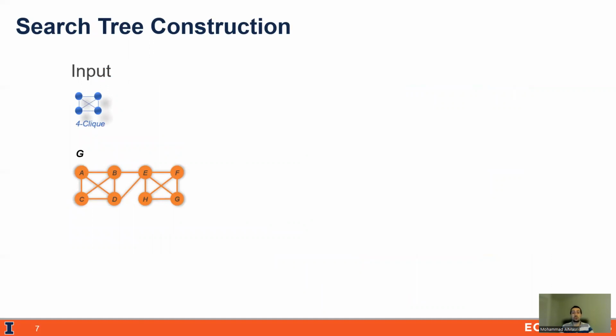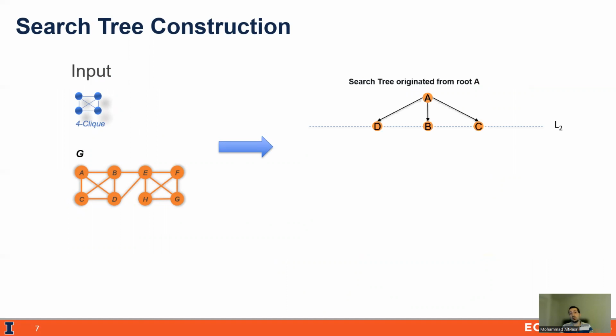A common approach to K-clique counting is to construct and traverse a search tree for each vertex in the graph, and then find the K-cliques that contain the vertex that we started from. For example, if we start from vertex A in the graph, and the task is to find the 4-cliques, we expand to the next level by going to the immediate neighbors of the root vertex we started with, which is A.